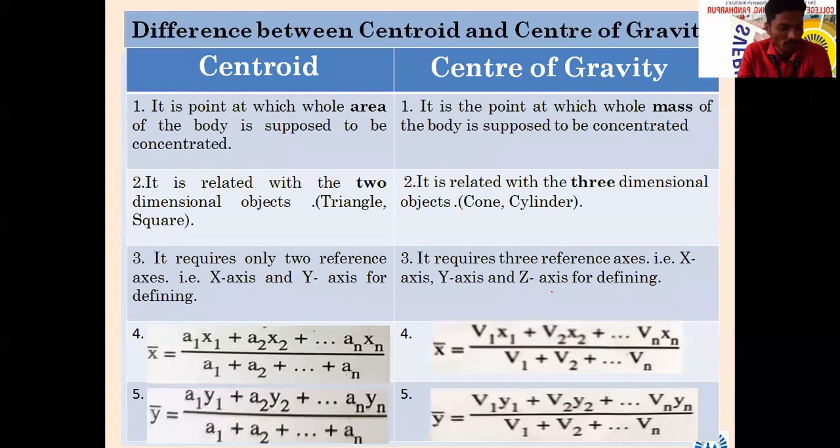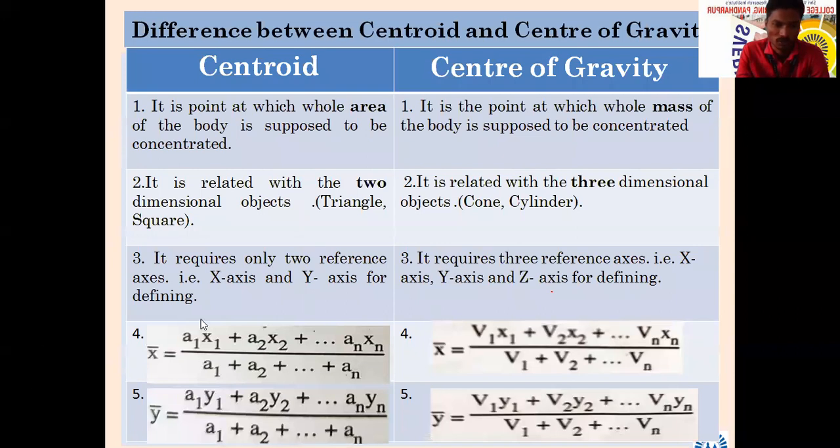Actually, we are related to two-dimensional figures only. So for an area, either we say centroid or center of gravity, it will be one and the same. But practically, if you think more or go into a little depth, we will come to know that these two are different terms. The centroid relates to a two-dimensional figure, that is area, and the center of gravity relates to a three-dimensional object. The centroid requires only two reference axes, x and y, to locate it, whereas the center of gravity requires three axes.